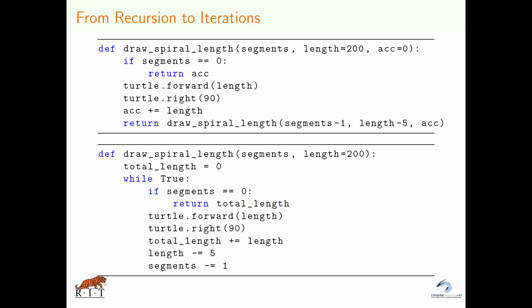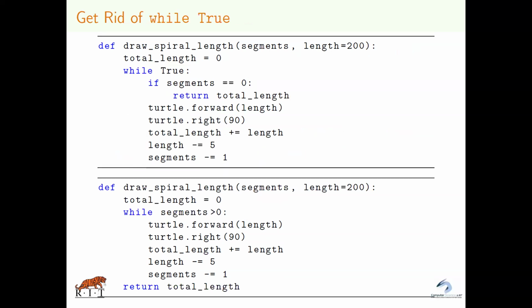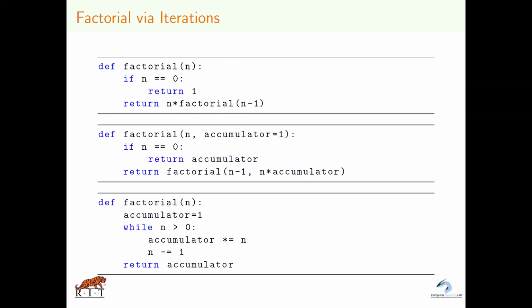So let's write the same for factorial. Oh, wait a second. The first thing is to get rid of this weird while true. We can do something more elegant and check this statement: if the number of segments is greater than 0. And if it's 0, then we'll just go out of the while loop.